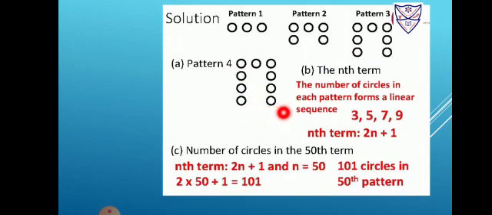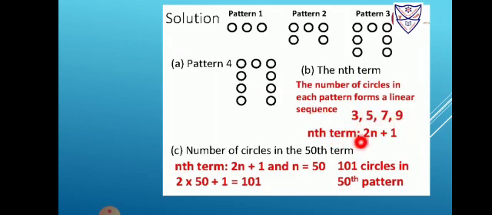Now, students, in your later class it may come that you have to find the nth term. So let us understand this. The number of circles in each pattern forms a linear sequence. What is the meaning of linear sequence? It means the pattern has an adding 2 rule that remains the same for every pattern. The rules do not vary when the patterns are formed. So here 3, 5, 7, 9.